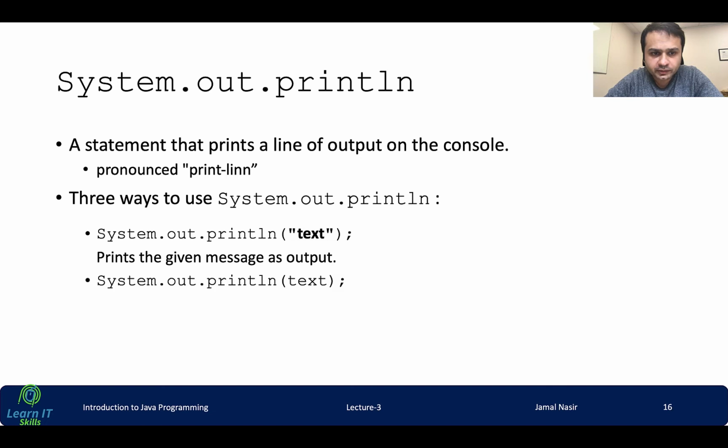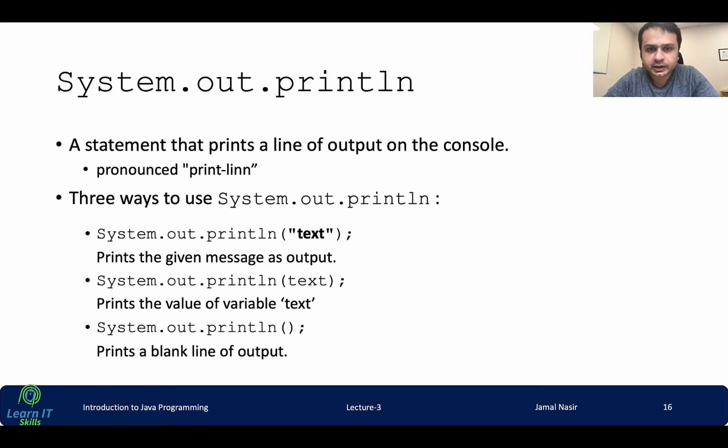Then we have System.out.println text. Here there is no double quote, which means that we are considering this text as a variable. So there must be some variable declared above this statement, and then it will print the value of the text variable. Or, if we don't want to print anything, we can print a blank line of output.